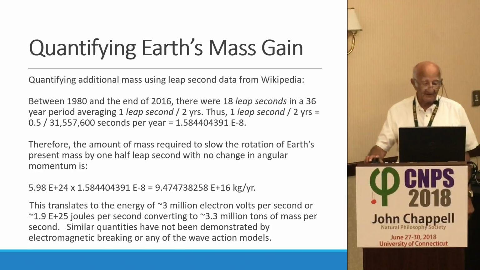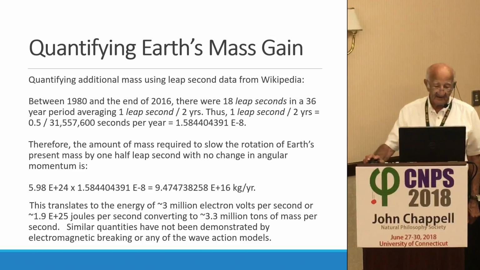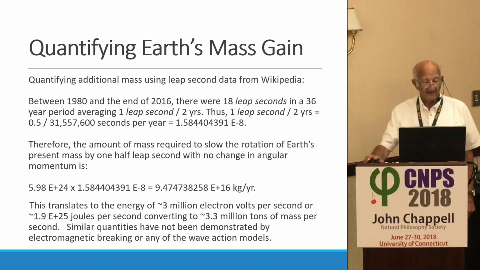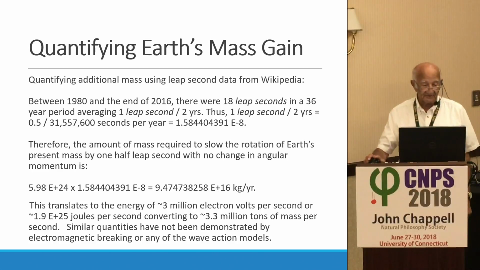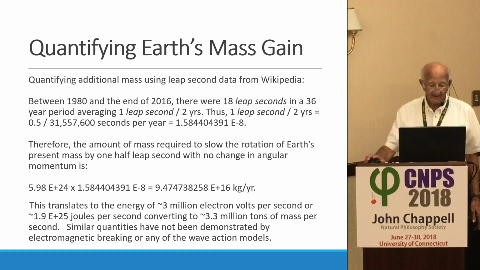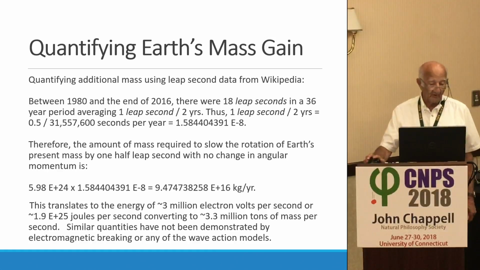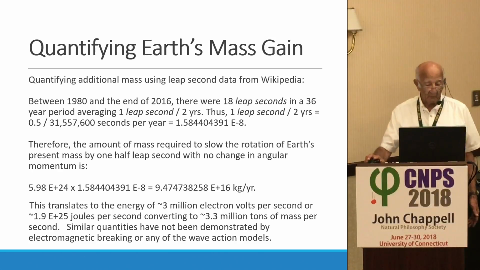Quantifying additional mass using the leap second data from Wikipedia. Between 1980 and the end of 2016, there were 18 leap seconds in a 36-year period, averaging 1 leap second every 2 years. Thus, 1 leap second per 2 years equals 0.5 over the number of seconds per year, which is 1.5844 exponent minus 8.